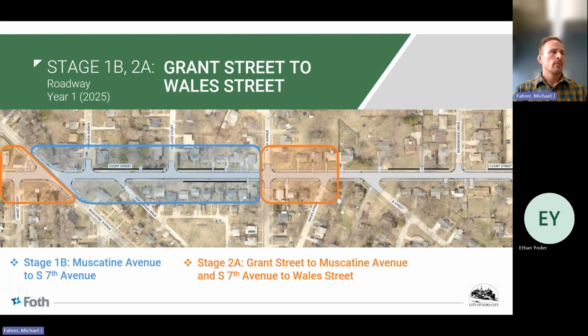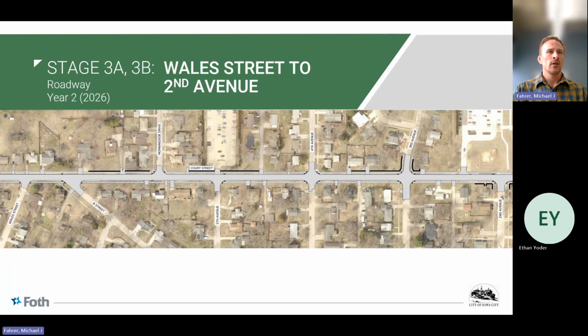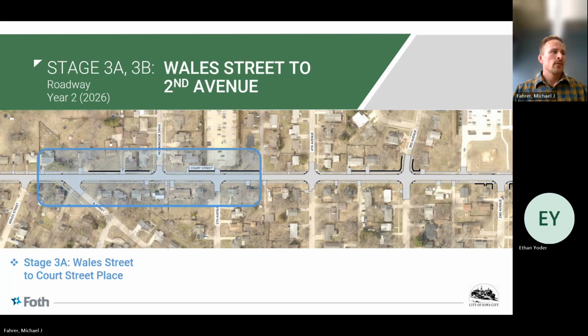That'll be working on the Grant Street intersection and then completing the other half of Muscatine Avenue. And that kind of concludes the construction here in 2025. And then moving to the second year of construction in 2026, the first section they'll start on will be basically picking up where they left off there at Wales, and they will continue east up to Court Street Place.